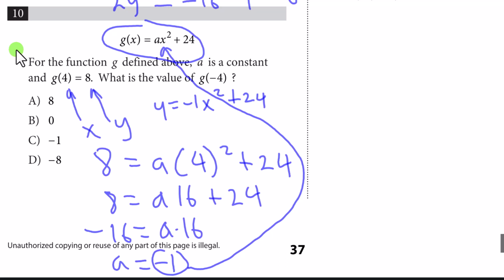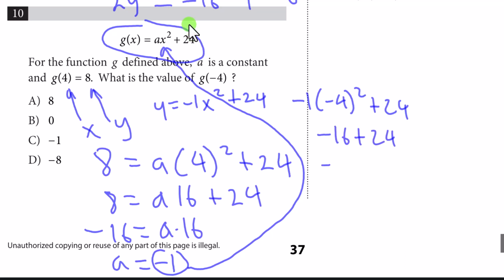And they want to know what is the value of g of negative 4. That means we're going to take negative 4 and plug that into the equation now. Negative 1 times negative 4 squared plus 24. And that's going to give you negative 16 plus 24, which is going to give you 8. So the answer is A.